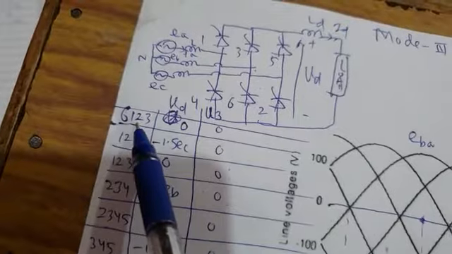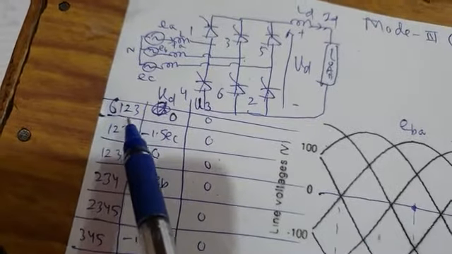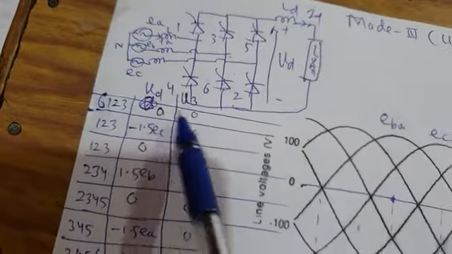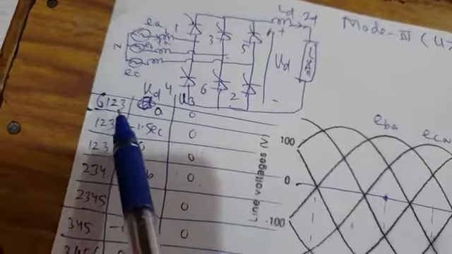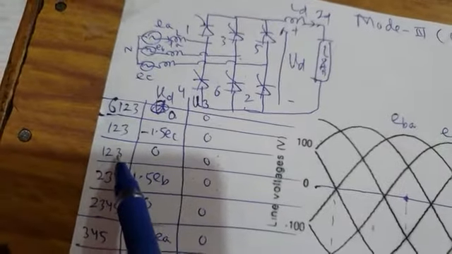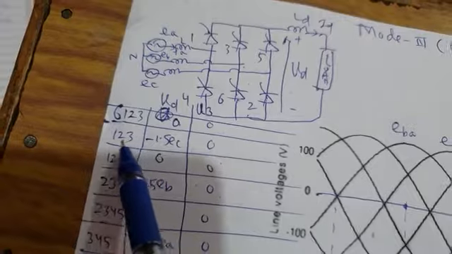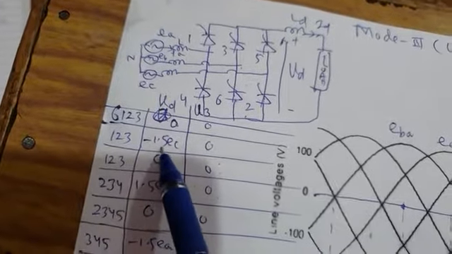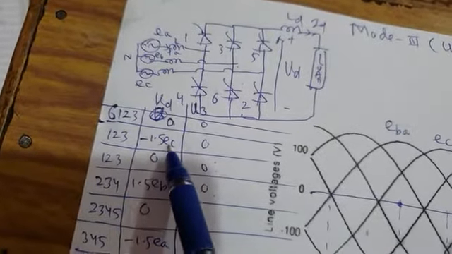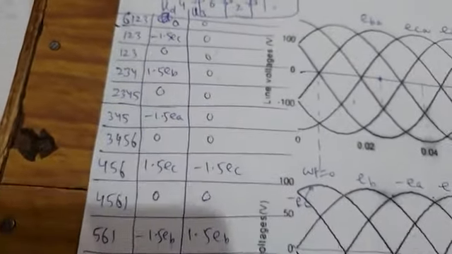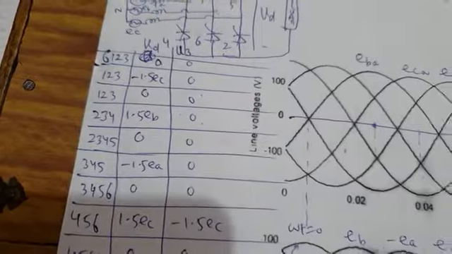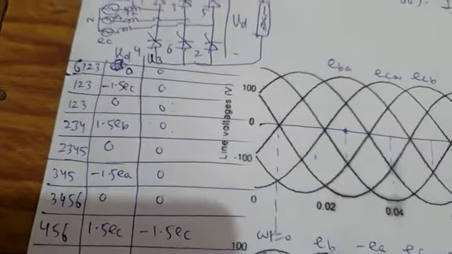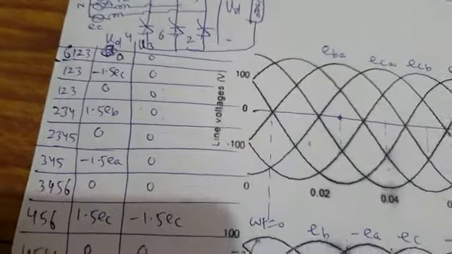Valve 3 is fired here, so it gives 4 valve conduction, 6, 1, 2, 3. Load voltage is 0. Valve voltage is also 0. This 4 valve conduction is followed by 3 valve conduction. During this 3 valve conduction, 1, 2, 3 valves are conducting. Load voltage is minus 1.5 EC. Valve voltage is 0. This is the same table which I drew a few moments back for rectification mode of operation. The same table is for inversion mode of operation.